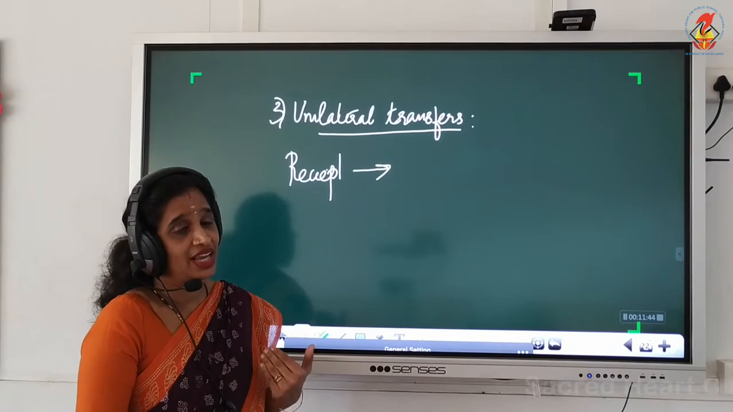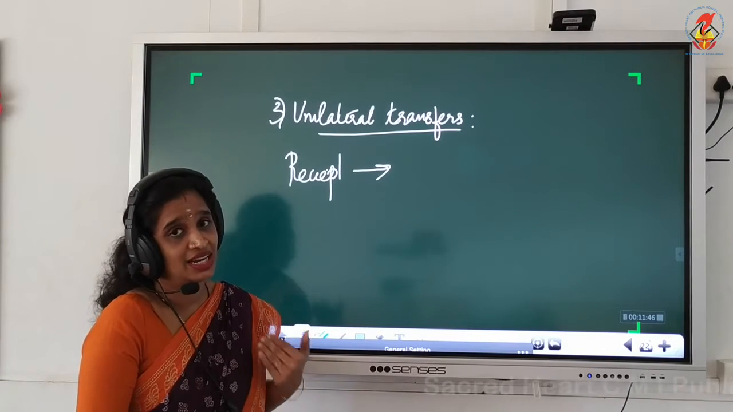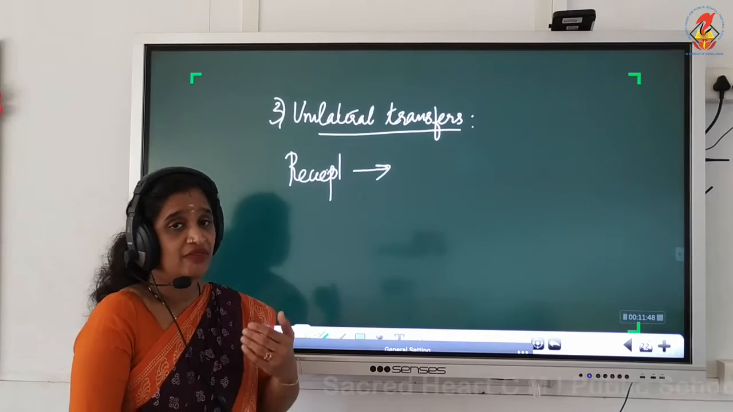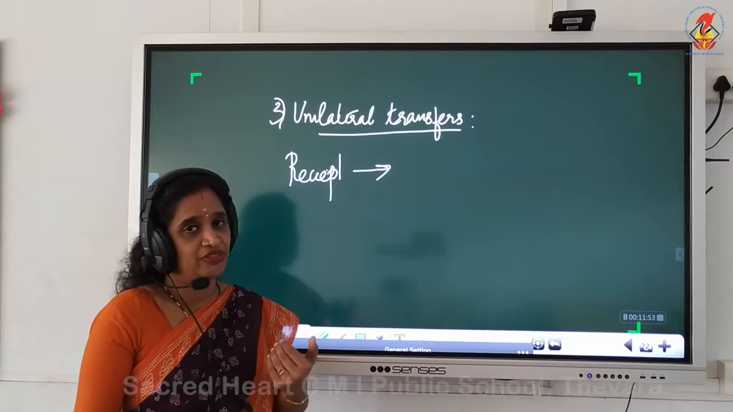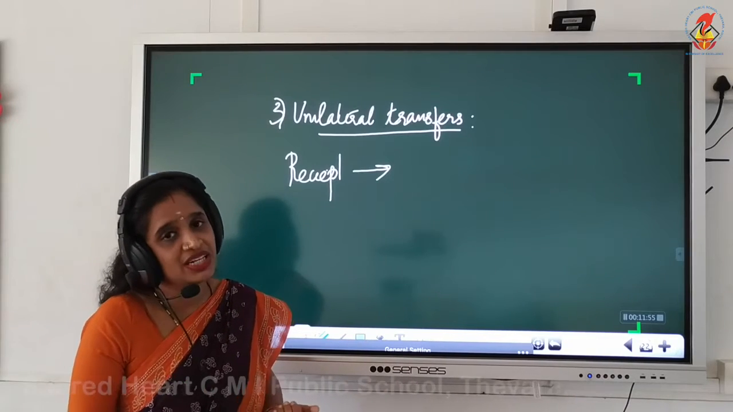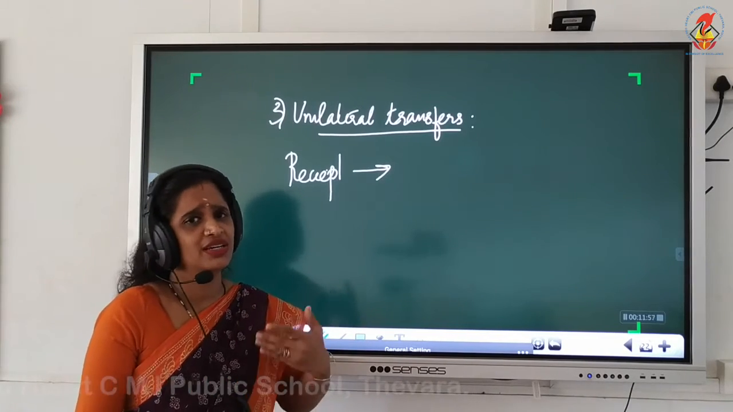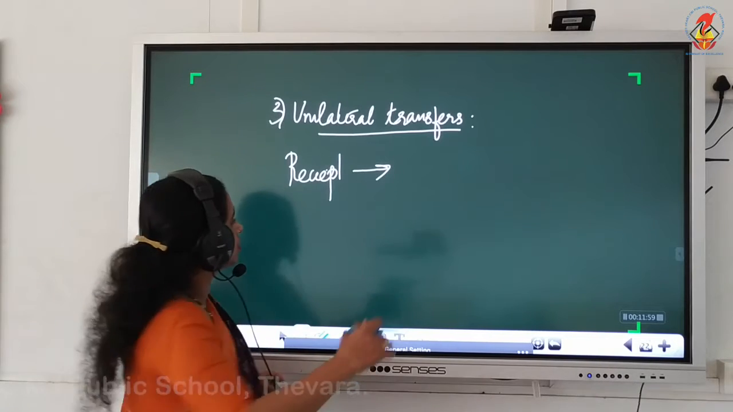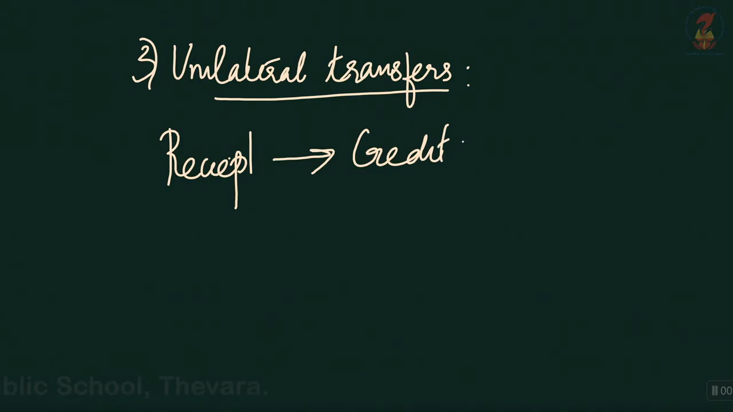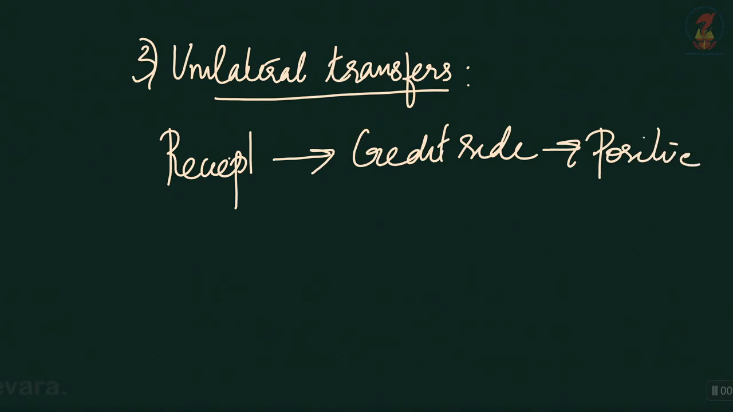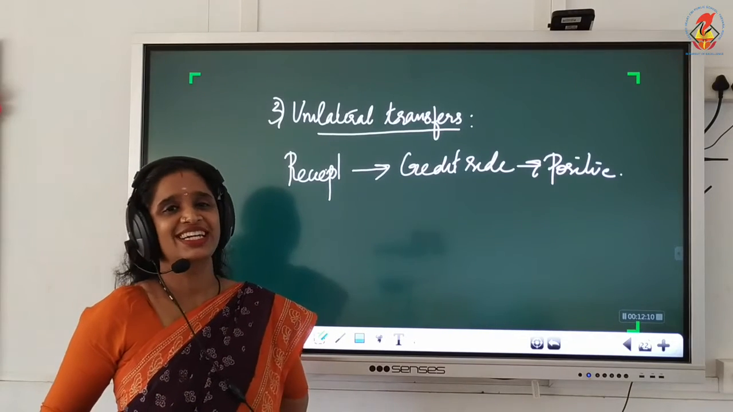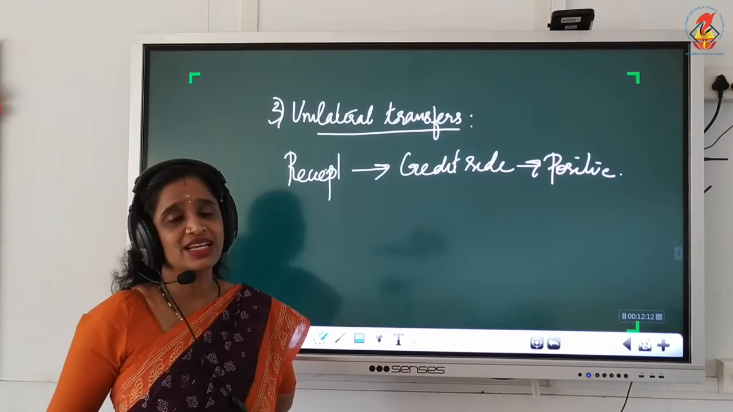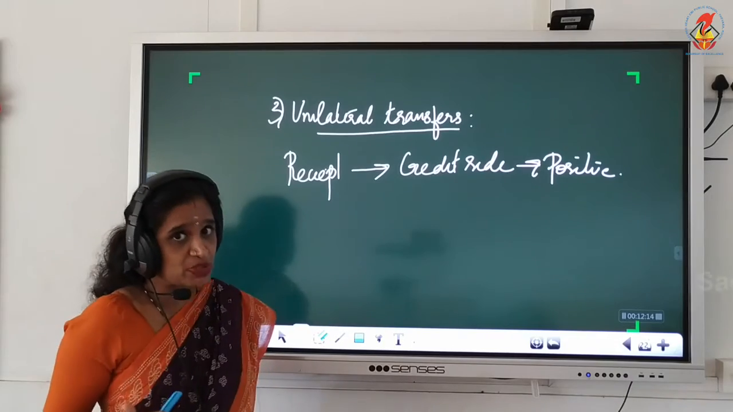I told you, when Kerala was affected by the flood and all those natural calamities, we were getting financial assistance from different parts of the world. Therefore, it was a receipt for us. So, if it is a receipt, where should we record it? It should be recorded on the credit side, and it is positive. That means there is surplus of unilateral transfers, because we are getting receipts.